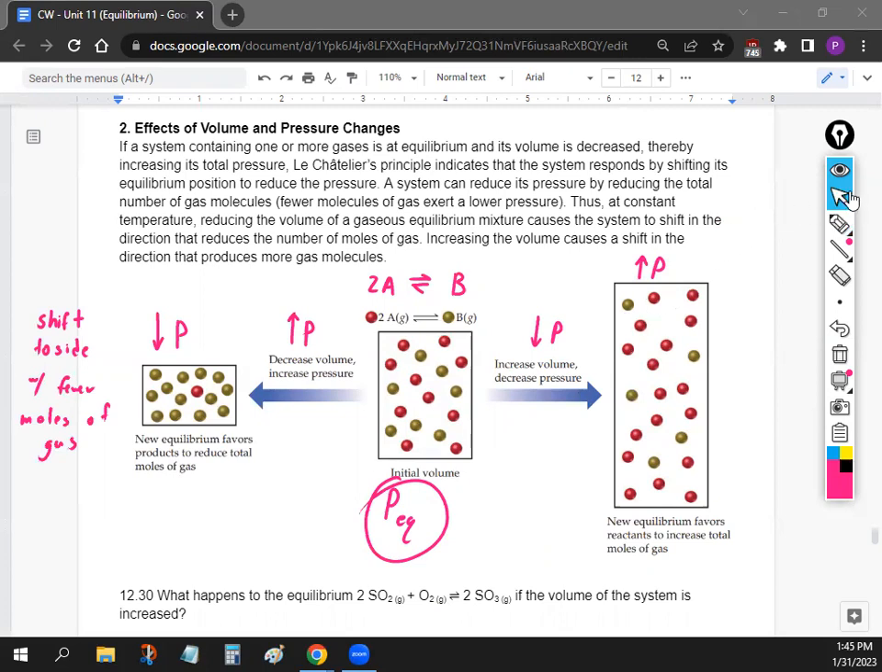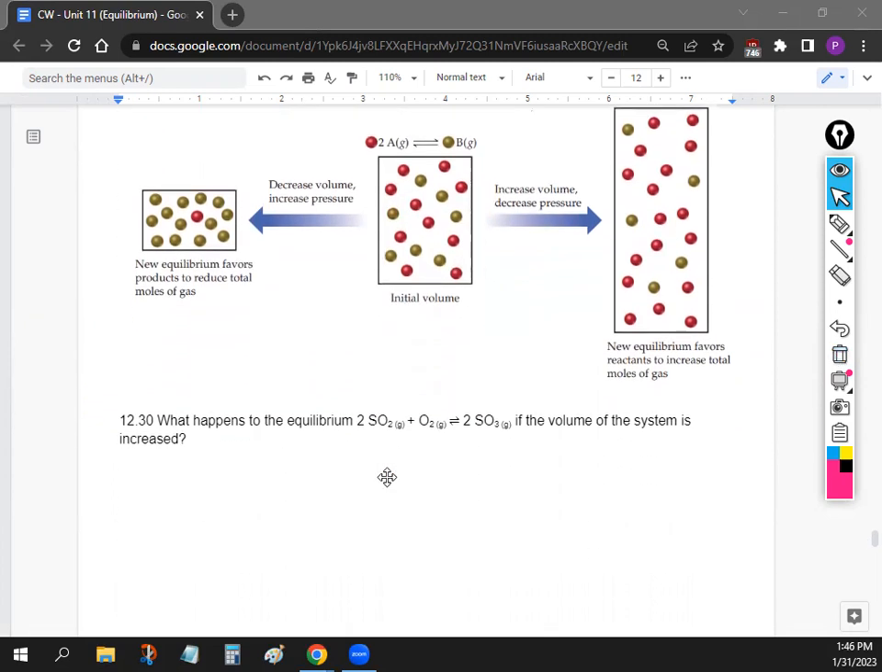Make sense? Yes. Actually, I guess we can finish all three of them today. Yes. Okay, so with that being said, Susie really wants to do 12.30, so we'll do 12.30.